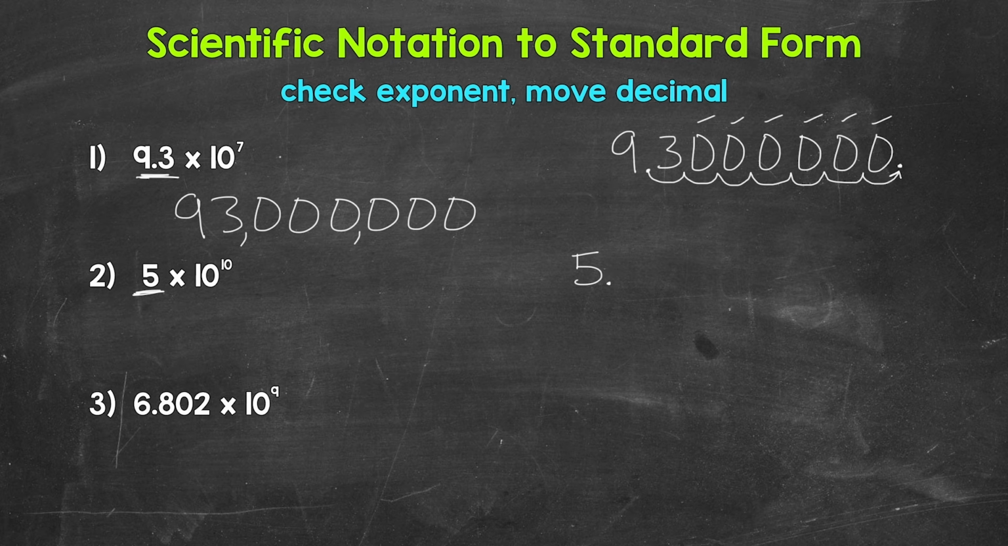We need to move the decimal to the right. So let's move it to the right 10 places. 1, 2, 3, 4, 5, 6, 7, 8, 9, 10. And then we can fill with zeros here.